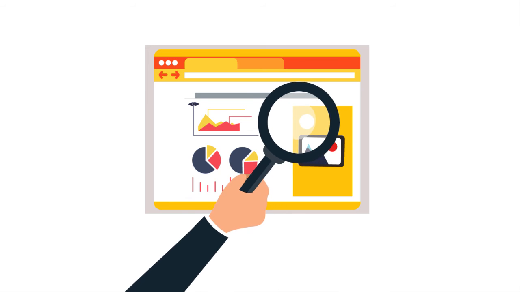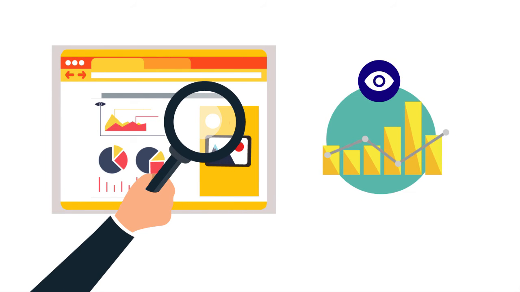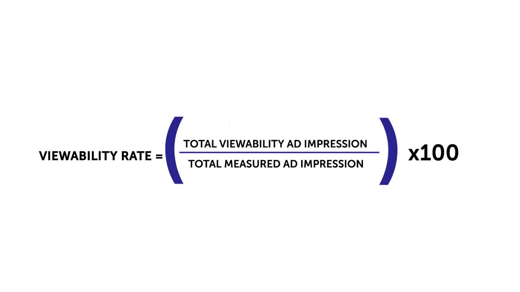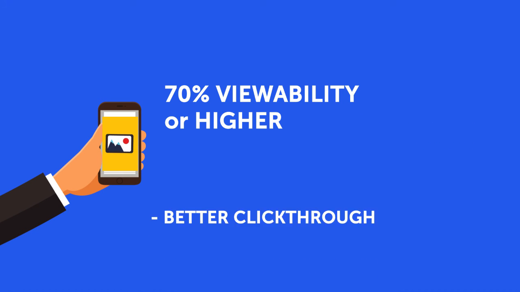Viewability rate is an advertising metric that defines how many ad impressions on a site are actually viewed by users. Viewability rate is expressed as a percentage. So to get the viewability rate, simply take the total viewable ad impressions, divide it by the total measured ad impressions, then times 100.